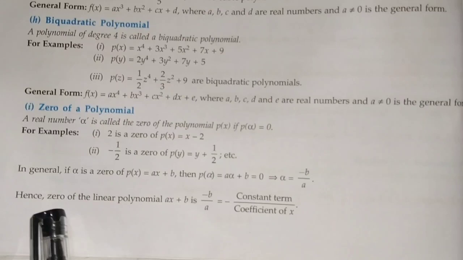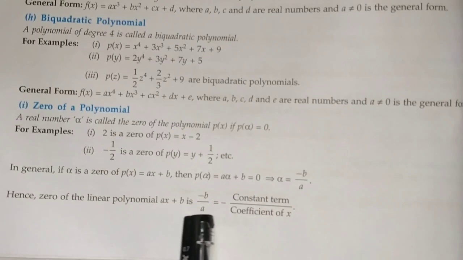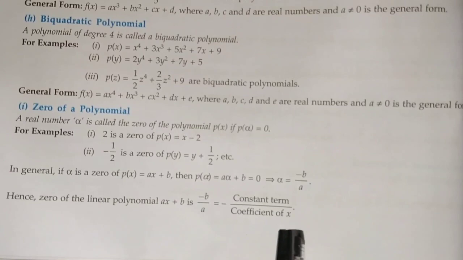Hence, the zero of the linear polynomial ax plus b is minus b by a, which equals minus the constant term by the coefficient of x. So that is the zero of the linear polynomial ax plus b.